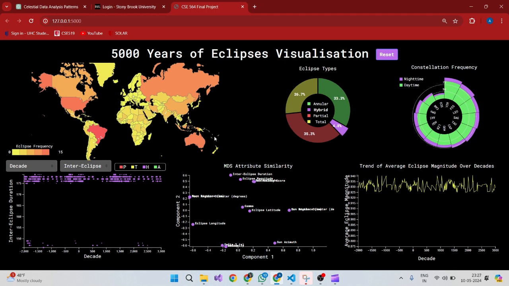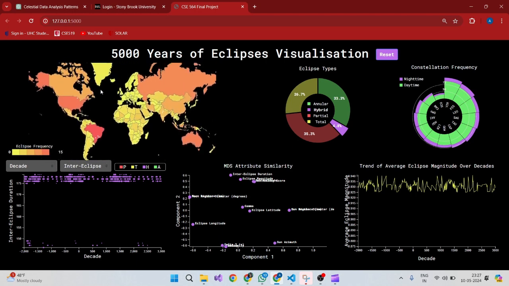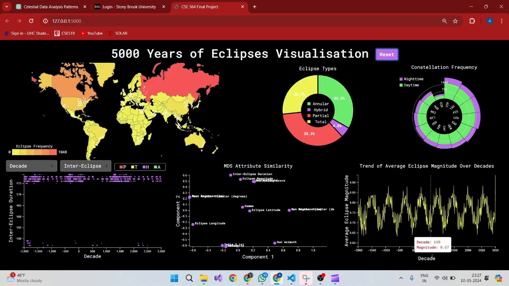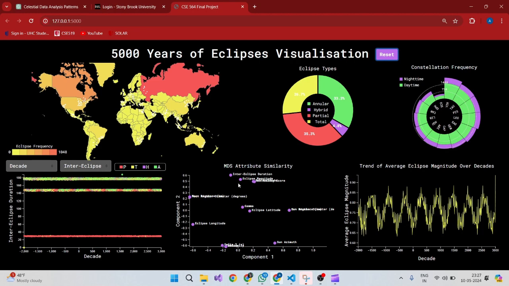So in conclusion, we did a geospatial analysis, and our analysis mapped the trajectories of solar eclipses across the globe, and it revealed that certain latitudes and longitudes are more susceptible to experiencing solar eclipses, and also the type of solar eclipses. We also did a temporal analysis which showed how the periodic patterns are in eclipse magnitude as well as other variables as well.